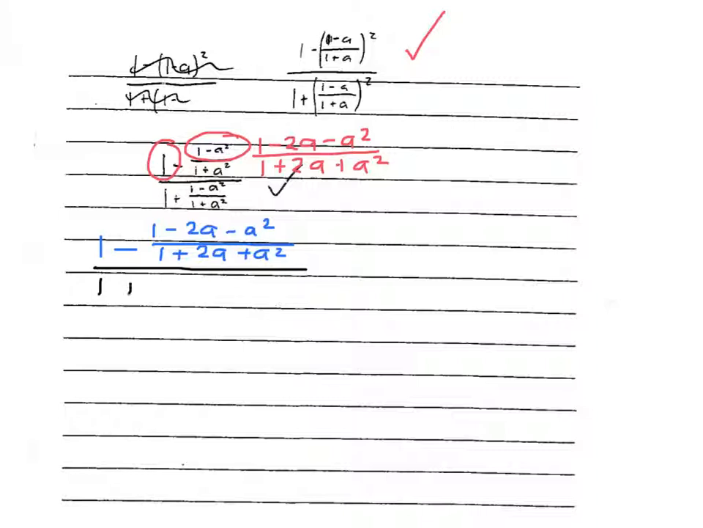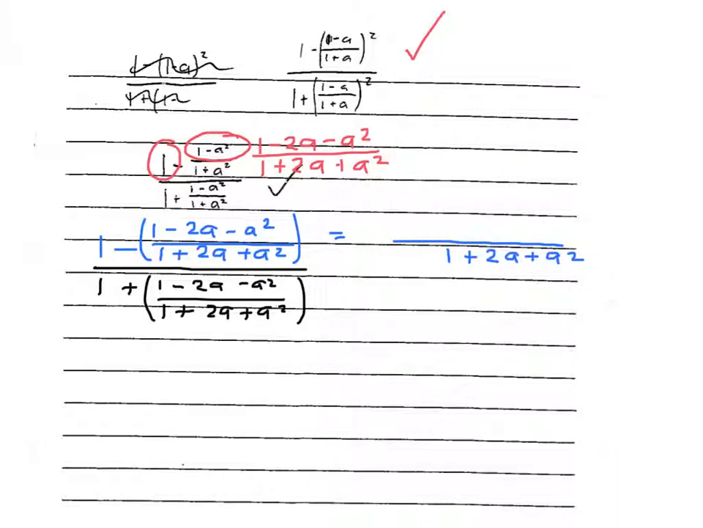And then on the bottom of my fraction, I'll do that in black. I have 1 plus 1 minus a squared, 1 plus 2a plus a squared. And this is all in brackets here. Now I want to just make it one fraction on the top and one fraction on the bottom. So I'm going to change this to a common fraction. The common denominator will be 1 plus 2a plus a squared. So I've got to multiply the top and the bottom of my 1 by that denominator. So I'll have 1 plus 2a plus a squared.